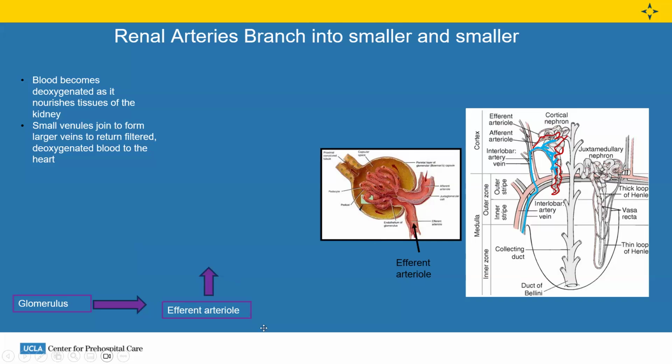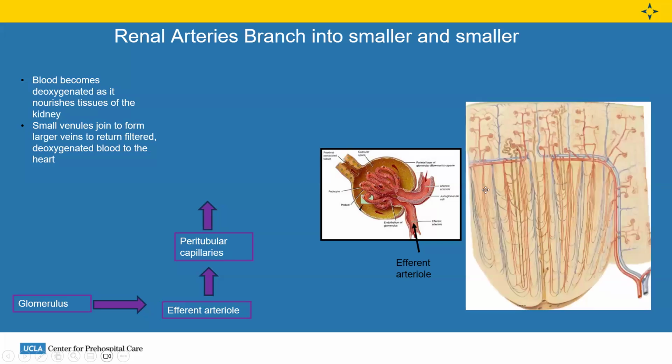I've changed colors because we started using up some of that oxygen, and now it's kind of a mixed oxygenated blood. Okay, efferent arteriole is going to essentially send a bed of capillaries around what we call this tubule system, right? And so we call those peritubular capillaries. Essentially capillaries going around our tubular system. So peritubular capillaries.